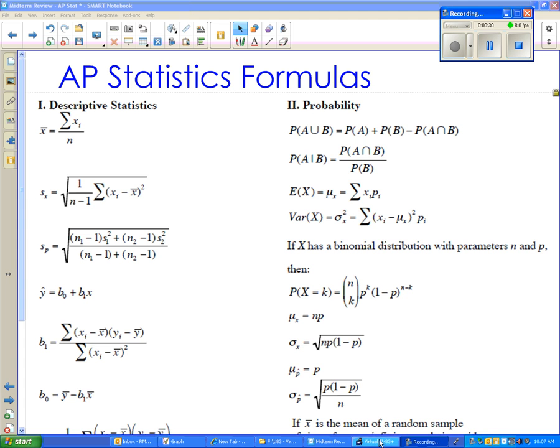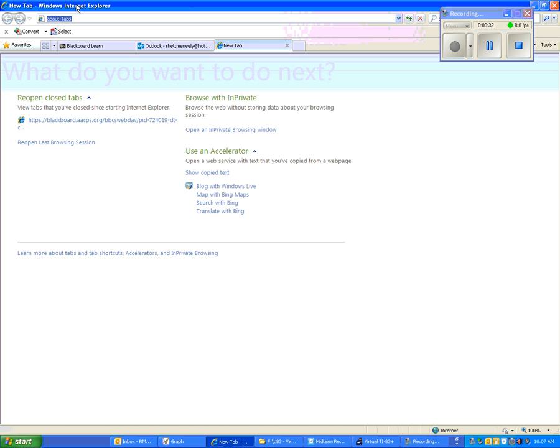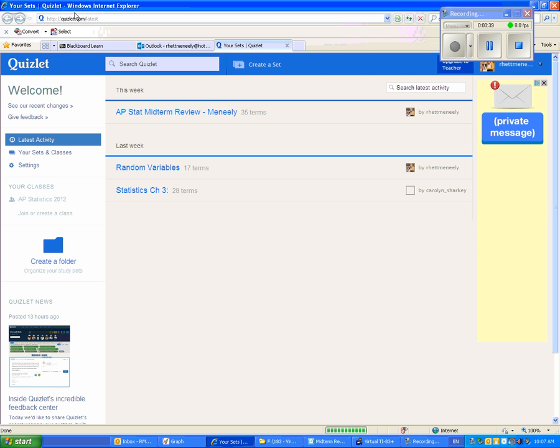So if you go to the internet and you just type in Quizlet.com. Now I think this is automatically going to log me in. If you don't have an account created, you can create your own account, and it's pretty simple. You can also download an app for your smartphone, and I think it's compatible with iPhone and iPads. So if you have either one of those devices, you can actually access the Quizlet on your handheld device, and it's really convenient because I've already made the flashcards for you.